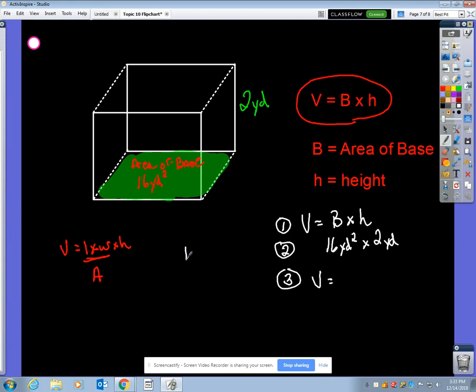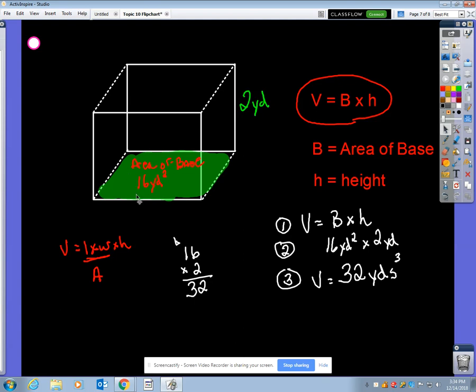So over here on the side, I'm going to do 16 times 2. I know that 2 times 6 is 12, and 2 times 1 is 2, plus 1 is 3. So the volume of this rectangular prism is 32 cubic yards, or yards to the third power. You have to remember all the time, volume is measured in cubic yards. So this is kind of the new spin, the new twist for today's lesson.